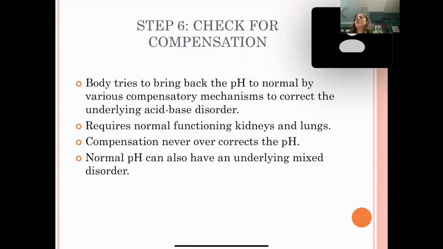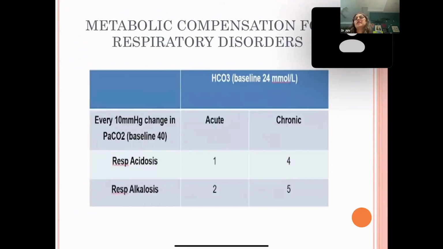What does the body try to do? It tries to bring back the pH to normal by various mechanisms to correct the acid-base disorder. It requires normal kidney function and lung function to perform this, right? Compensation never overcorrects the pH, and normal pH can also have an underlying mixed disorder. This I've already told you. So now if there is a respiratory disorder, then we'll look for a metabolic compensation. This table is known as the 1-2-4-5 rule. What do we do in this?